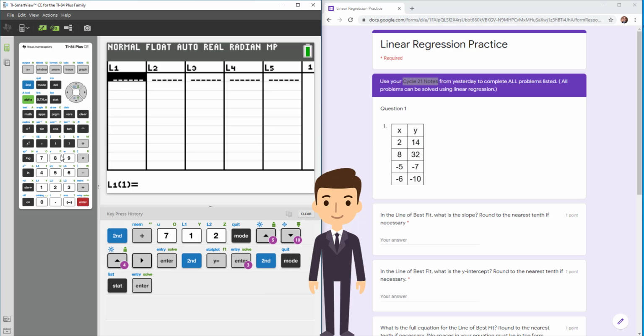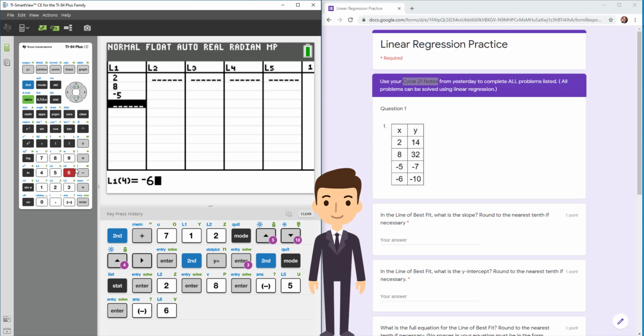So I'm going to start with 2, enter, 8, enter, -5. Don't forget to use this negative. This is a minus sign, not a negative according to your calculator. It views them differently. So please make sure you do -5, otherwise it's going to give you an error, okay?